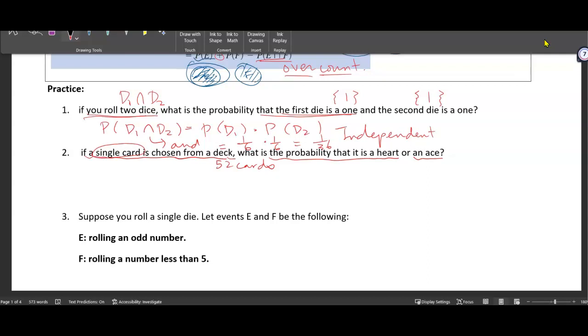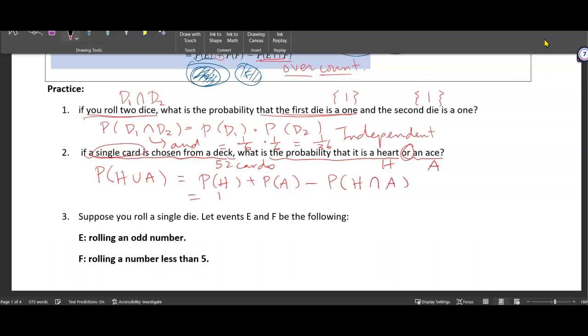But let me do the formula first, because this is an OR. So OR means we're going to do the union, and OR is the addition property. We're going to use H for heart and A for ace. So H union A is what we want, and the second formula in the addition says probability of H plus, counted separately, probability of A, and then subtract the one that is counted twice, which is the heart and the ace.